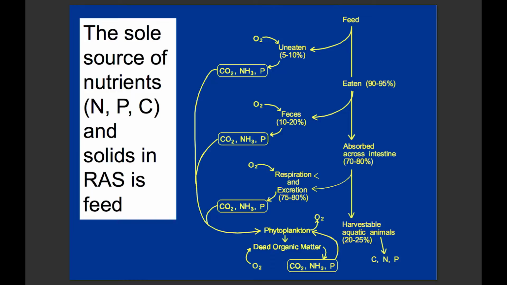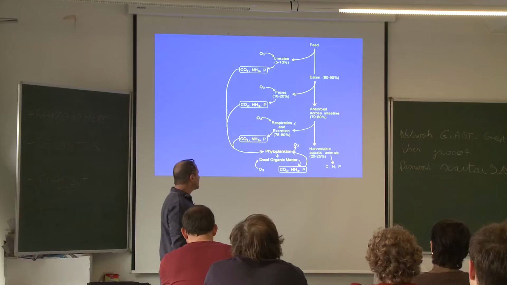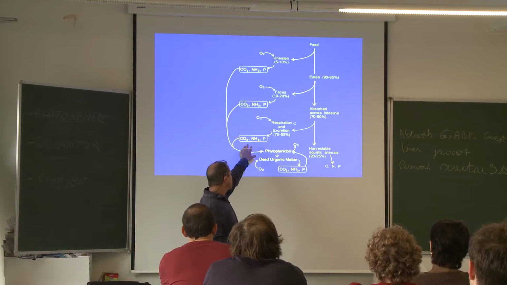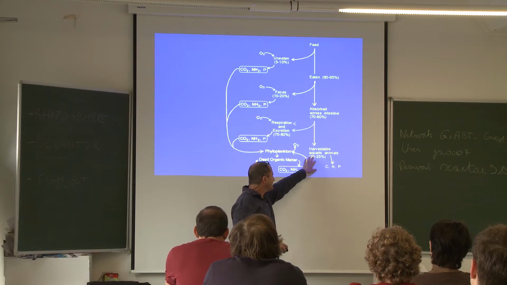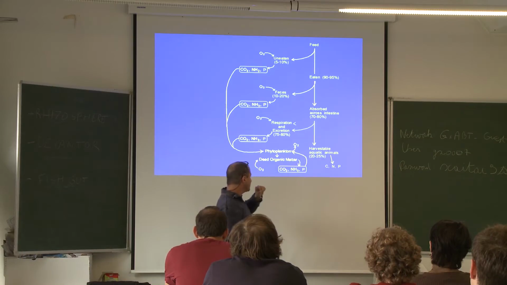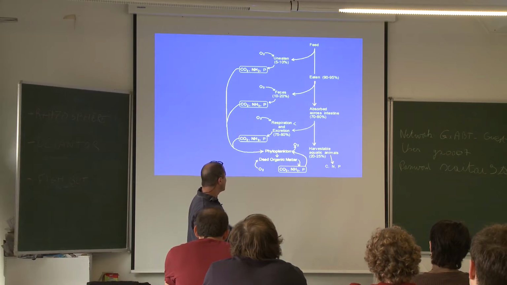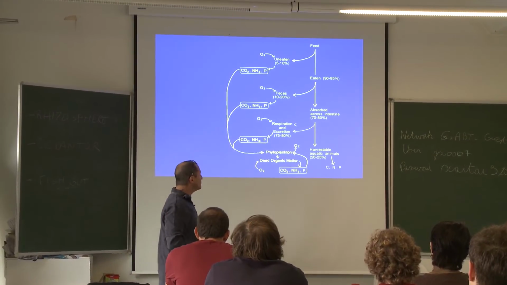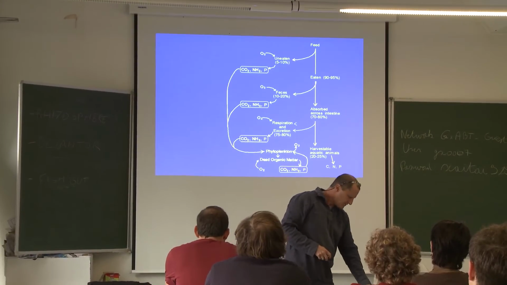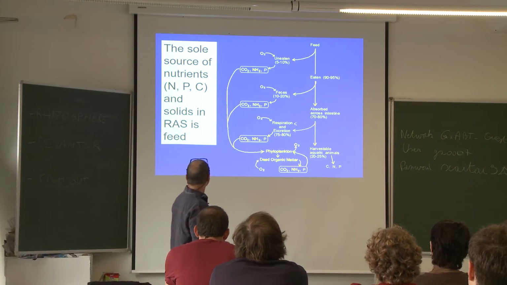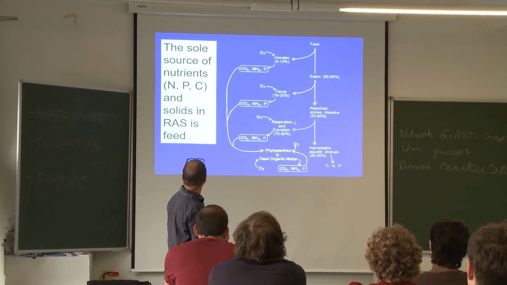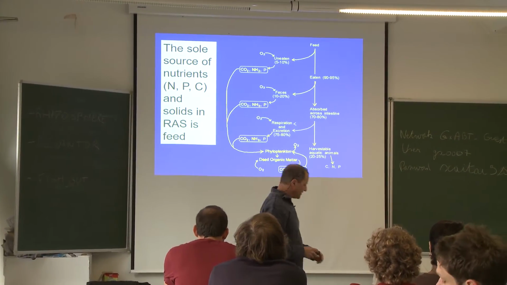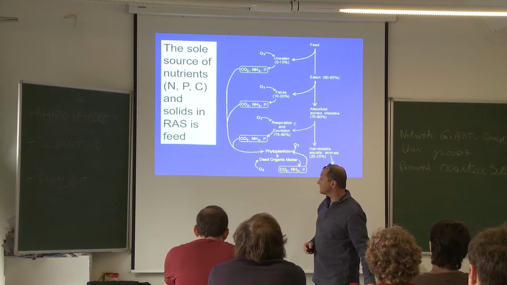Of the absorbed feed, 70 to 80% is respired or excreted, again as ammonia, phosphorus, and carbon dioxide, and only 20, 25, sometimes 30% is harvested as fish flesh itself. That belongs to a pond. It's not so much related to this recirculating system. Now, as we said, the sole source of nutrients is nitrogen, phosphorus, and carbon, and the same thing with solids, obviously.